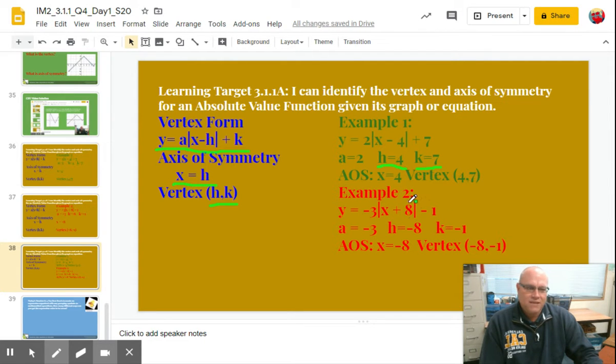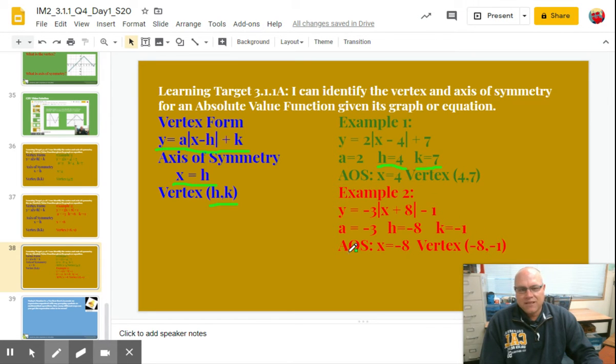then minus 1 outside the absolute value bars. All right, so the a value is negative 3. The h value, be careful again, it's x plus 8, but we know it's supposed to be x minus h. So they went x minus negative 8. And we know you add the opposite, so it's x plus 8. So that's why h is negative 8. And then the k value is negative 1. This k value is negative 1.